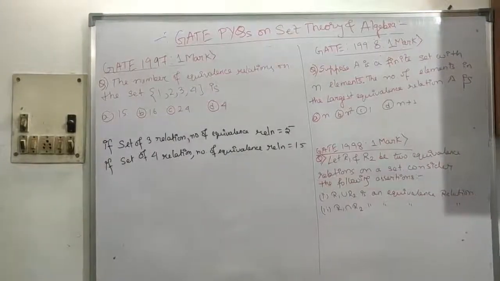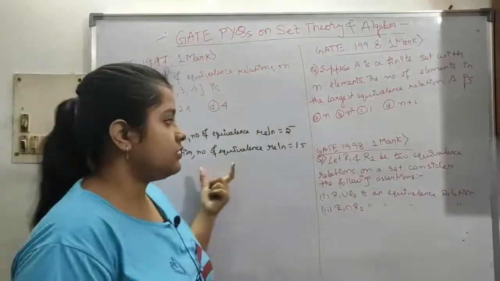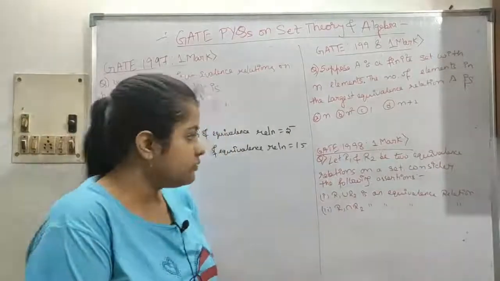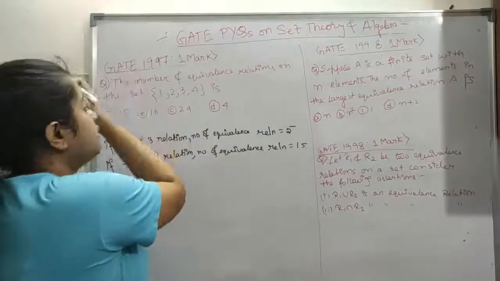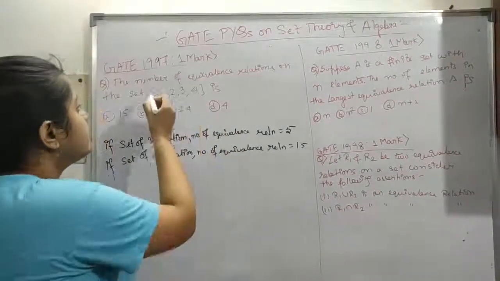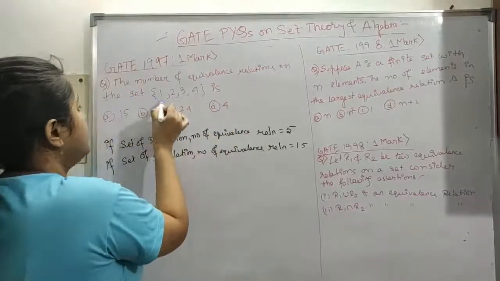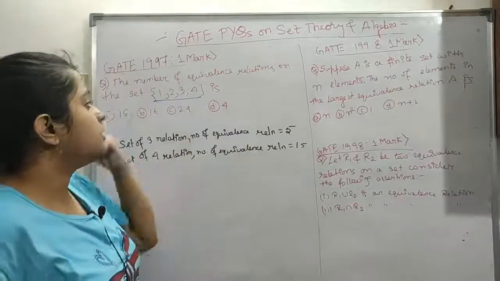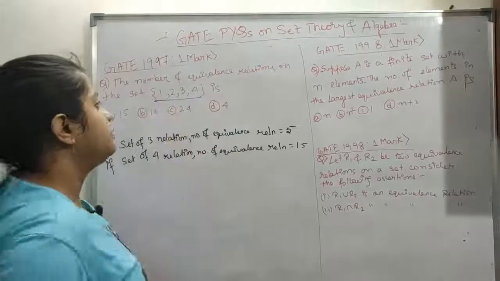So now we have done a few questions on relations. Let's see these questions. Okay, so first let's see this. GATE 1997, 1 mark question. The number of equivalence relations on the set given, containing 4 elements. What is the number of equivalence relations?